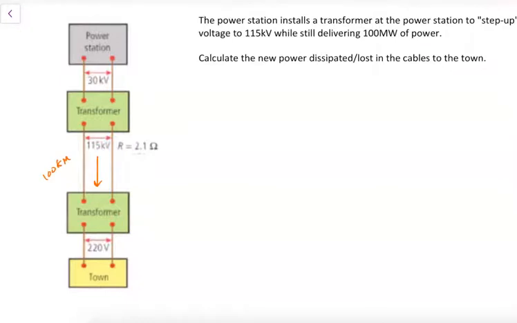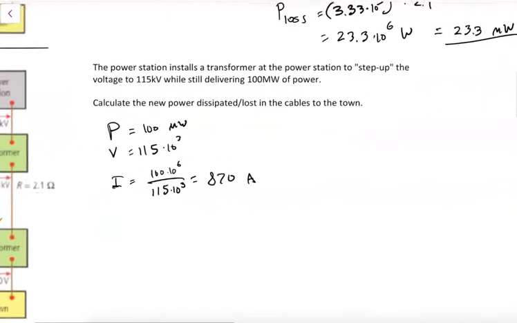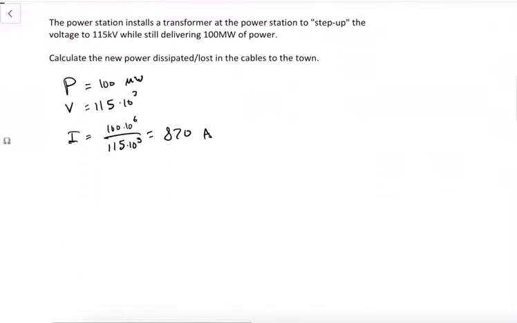Due to power conservation, right, the total power is still 100 megawatts. Now our voltage is 115 times 10 to the 3rd. So we want to find our new current, and since our voltage has almost quadrupled, then our current should be kind of quartered. So our current is still 100 times 10 to the 6th divided by 115 times 10 to the 3rd. And that gets us about 870 amps. So it was 3,000, and now it's 870.